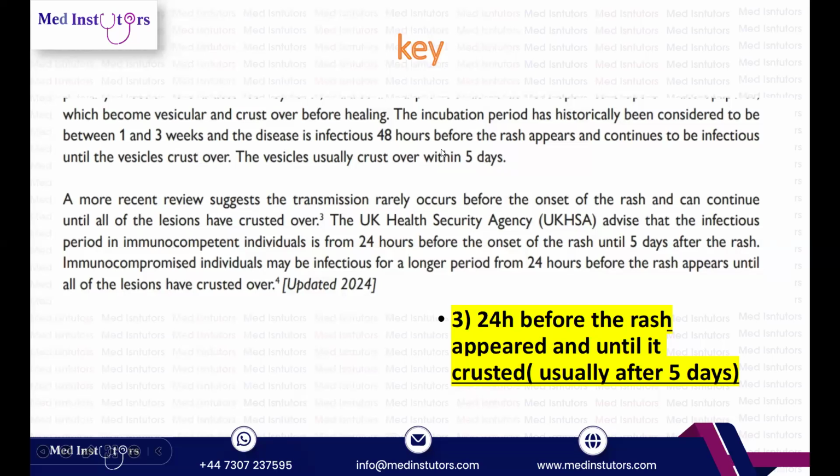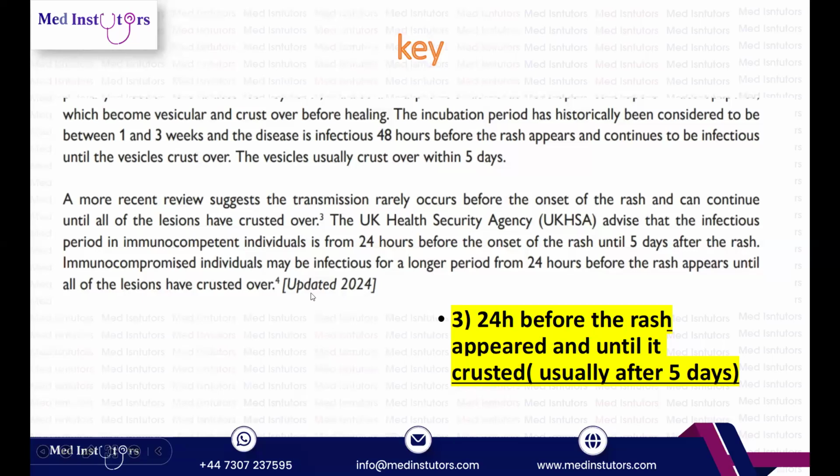have been crusted over. But now, the UK Health Security Agency has advised that the infectious period of the immunocompetent is from 24 hours before the rashes until the 5 days. That is it. However, in cases of immunocompromise, the period is extended. That is longer than from 24 hours before the rashes until all the lesions have been crusted. Am I clear? Is this point clear?